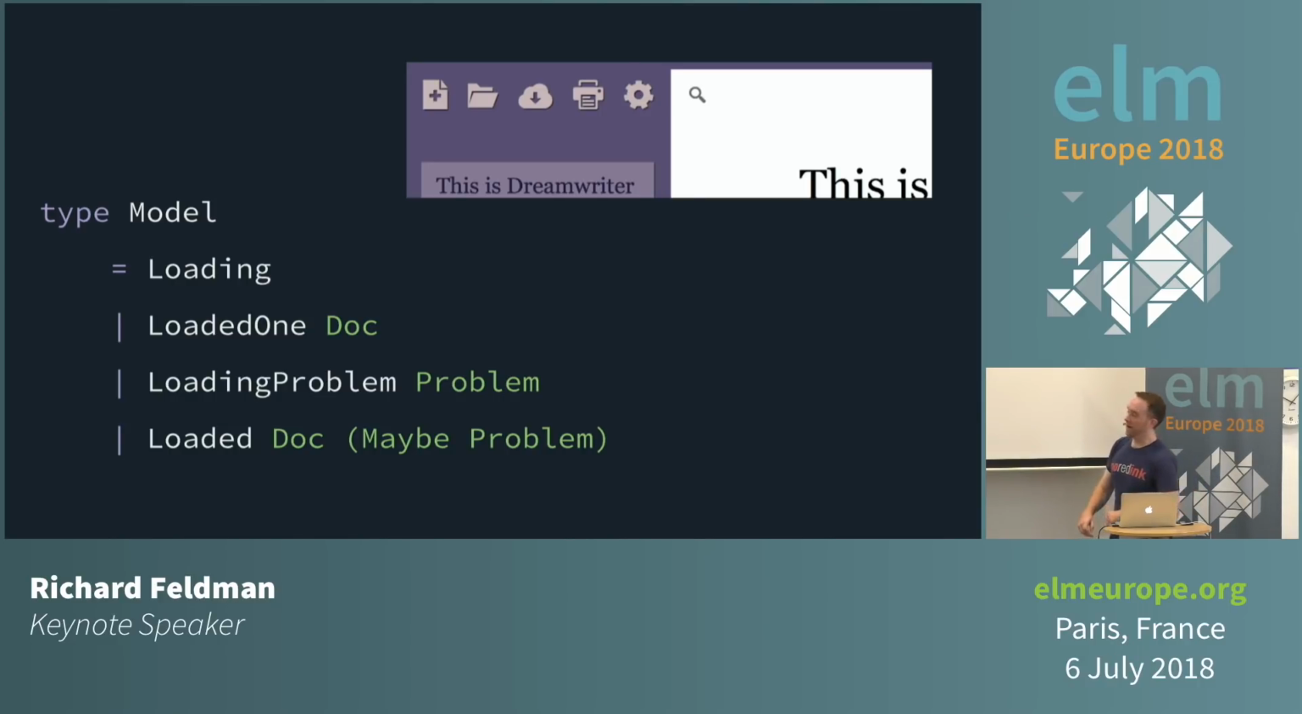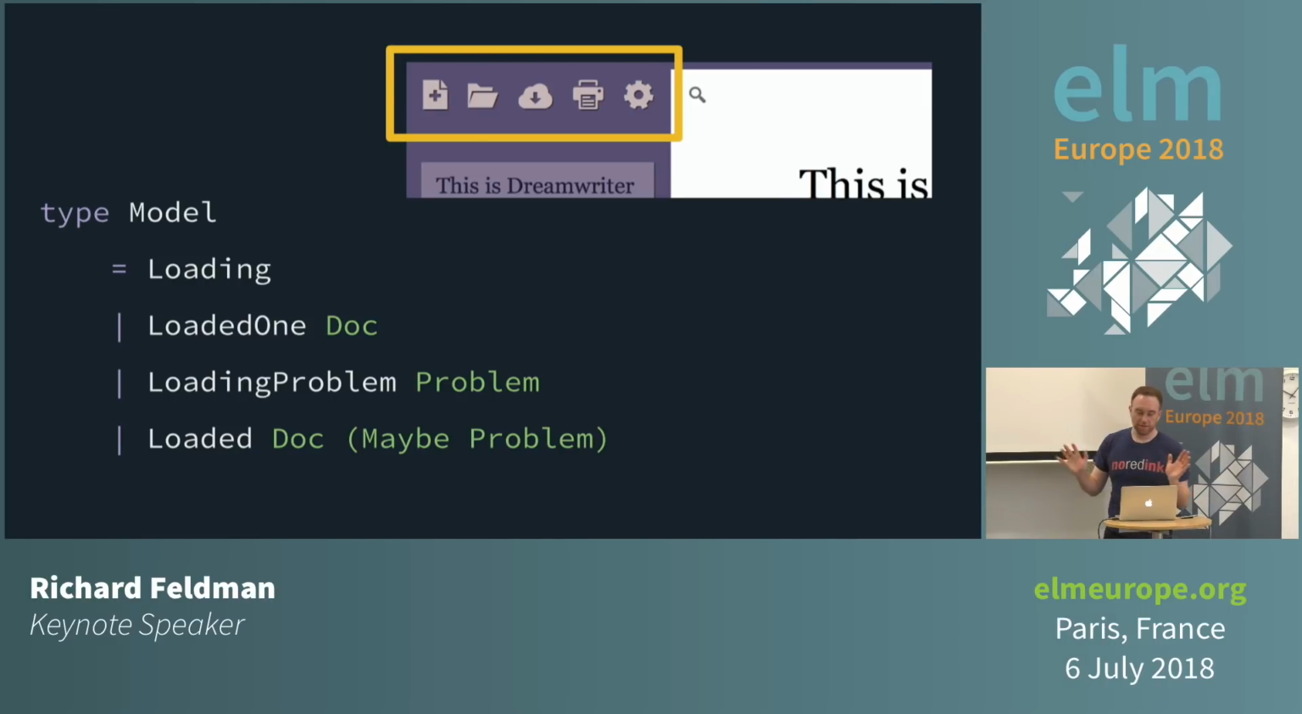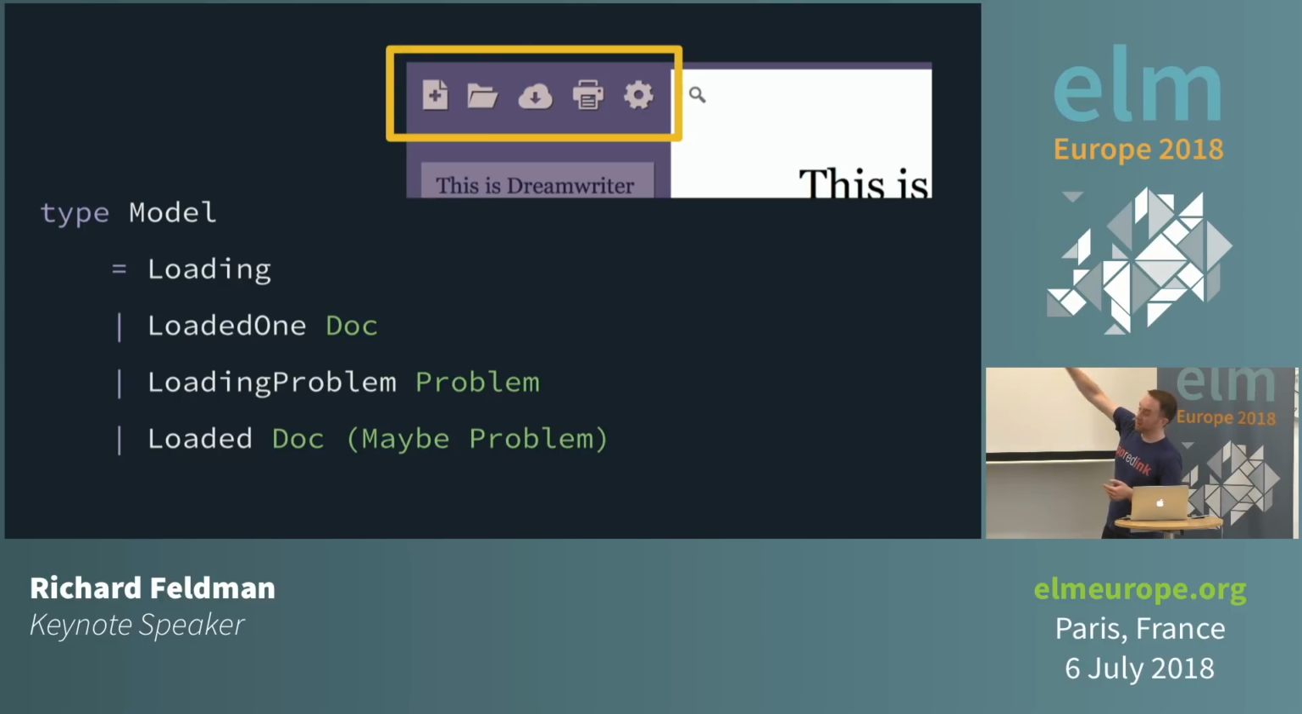So here's our current model, and then I'm going to focus on this part of the UI next and make sure that we have enough stuff to model that. So there's 5 buttons up here. The first one is new document. I don't need anything new for that because that's just going to change the doc if we're in the loaded state. Second one is open document.